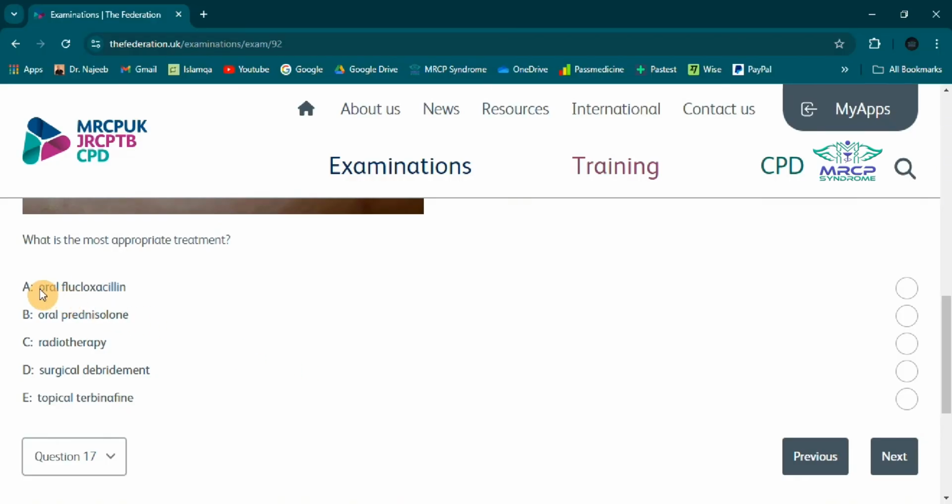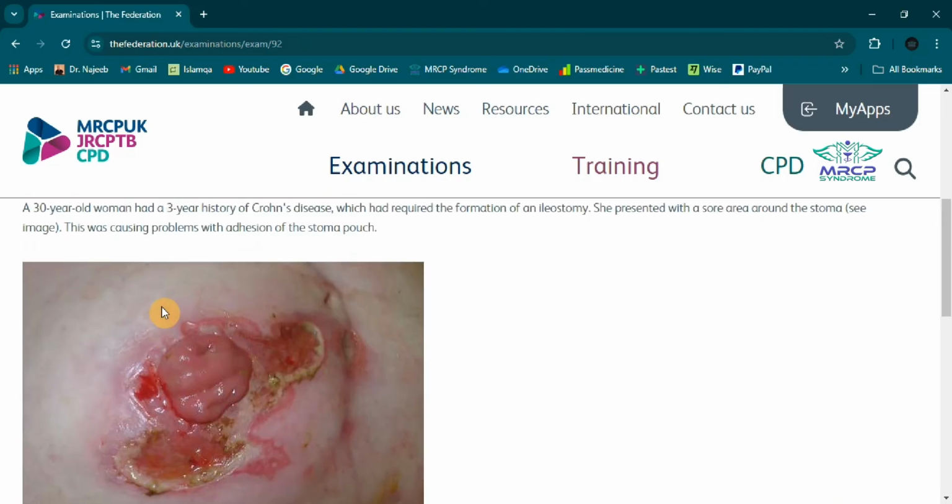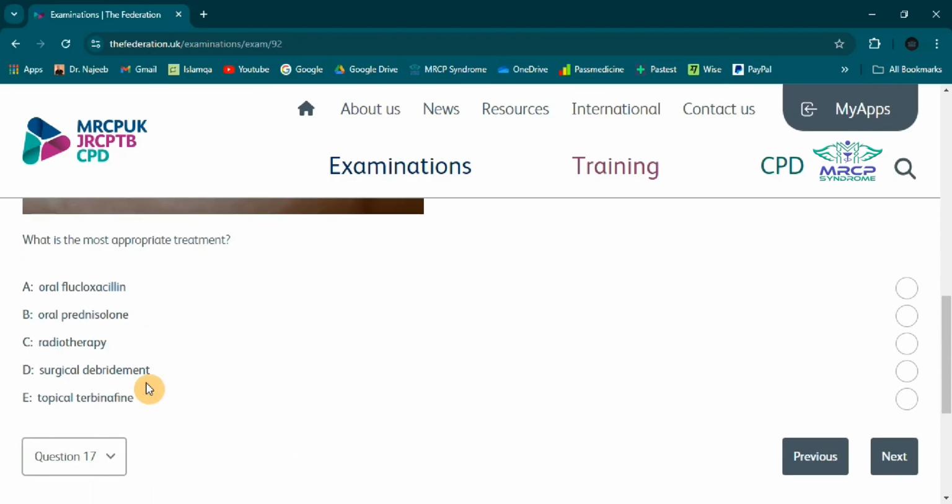Regarding other options, oral flucloxacillin is typically used to treat staphylococcal skin infection, which is common in peristomal skin due to irritation or moisture. If the sore area was suspected to be due to bacterial infection, then in that case we can go for oral flucloxacillin, but there are no features of active bacterial infection here.